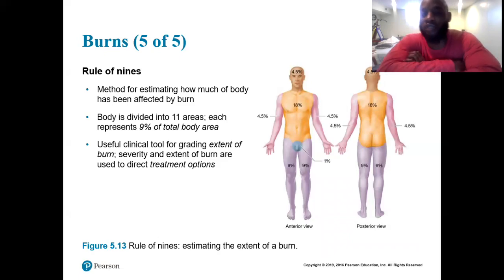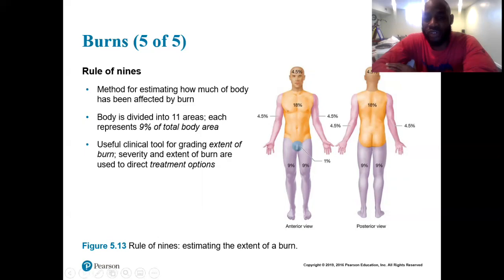This is kind of like the rule of nines. This is something, if you are going into emergency nursing or anything like that, they basically divide your body up into sections, and this is how they decide when they say they had, you know, 63% of their body burned. You may say, well, dang, how did they figure that out?